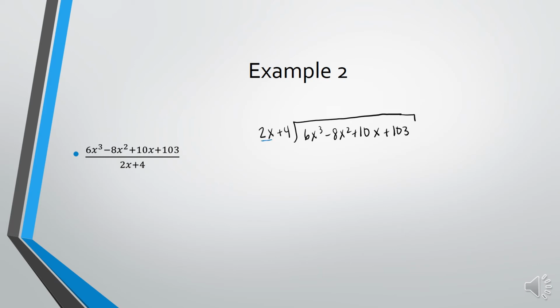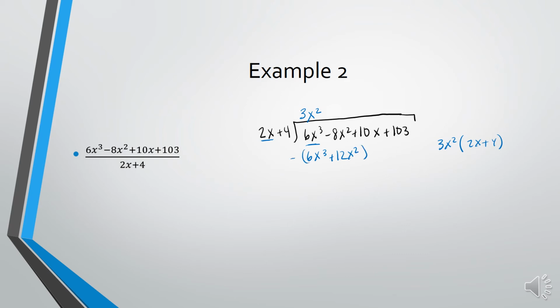This time I'm worried about the 2x, don't so much worry about the 4. What should I multiply 2x by to get 6x cubed? So I think we should multiply that by 3x squared. Once you write that term up there, I'm going to multiply. So when I multiply, I get 6x cubed plus 12x squared.